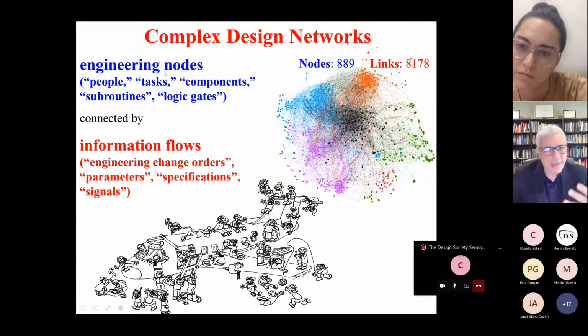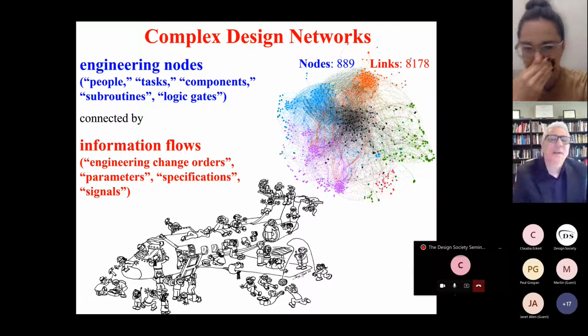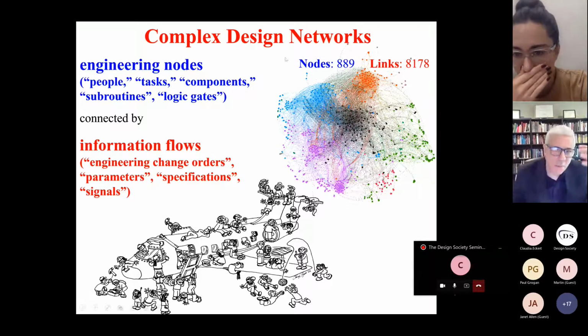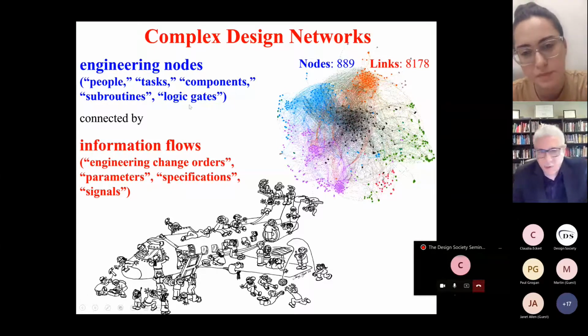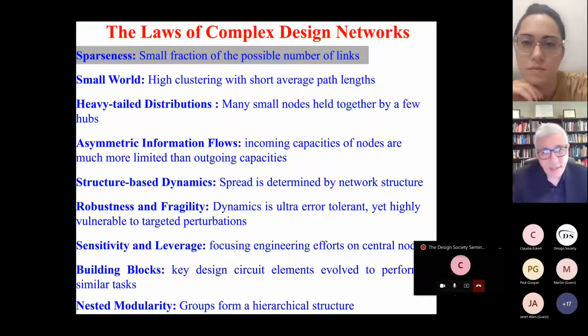When I say a network, typically you have engineering nodes that could be people, tasks, components, subroutines, logic gates, whatever you have in mind, connected by information flows, which could be engineering change orders, parameters, specifications, signals, and so forth. Over the years, I've developed a variety of laws of complex design networks, and I would like to describe some of them. The first one is sparseness.